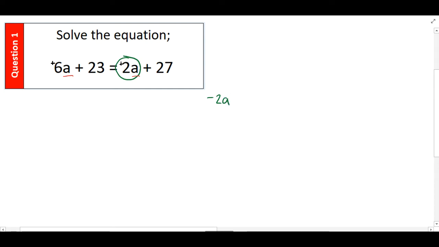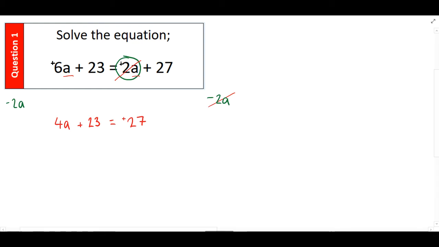So the first thing I'm going to do is take away 2a from the right hand side of the equation. Now with equations, remember, whatever you do to one side you have to do to the other. So I'm actually taking away 2a from both sides of the equation. If I do that, 6 lots of a, take away 2 lots of a, is going to give me 4 lots of a. You can't take away 2a from 23, so this plus 23 remains the same. And on the right hand side of the equation, if I've got 2a and I take away 2a, that leaves me with nothing. So on the right hand side, all I've got left is that positive 27.